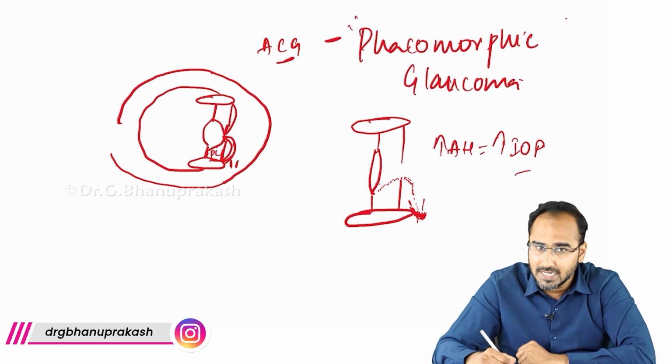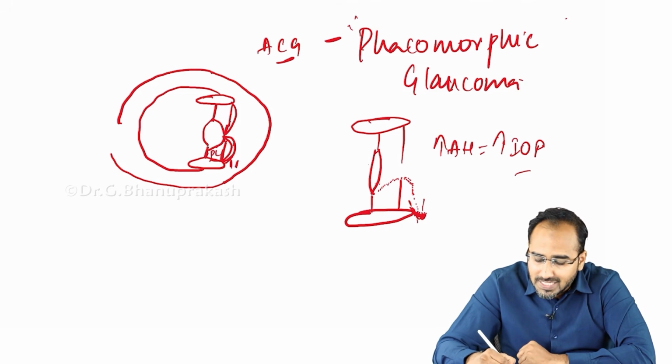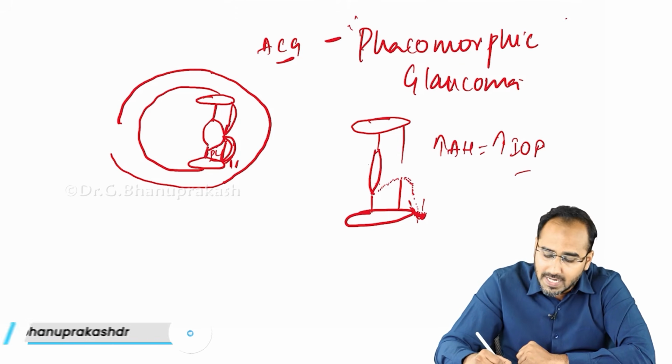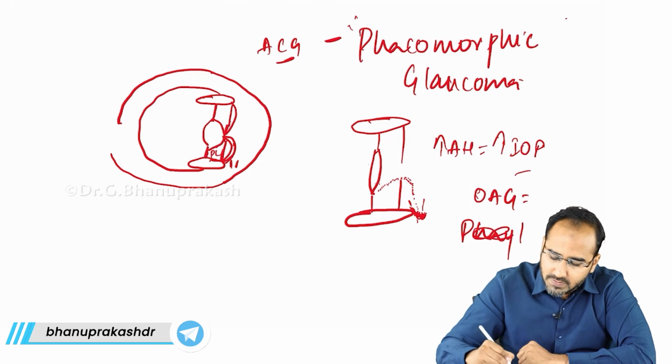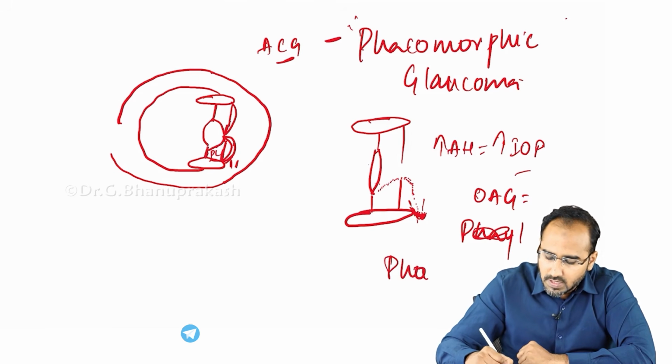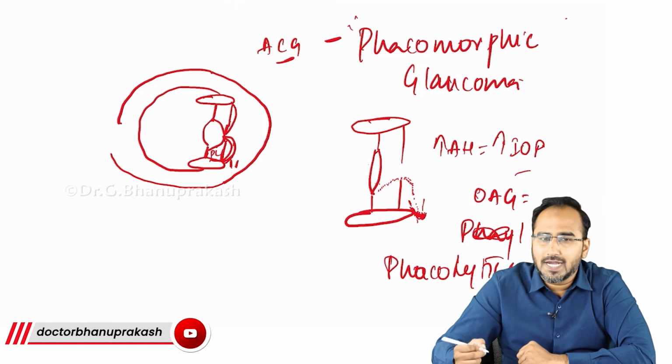Angle is open. So remember, guys, in hypermature cataract, as the proteins are blocking the trabecular meshwork, the patient lands up into what glaucoma? Patient lands up into open angle glaucoma, which is also called as phacolytic glaucoma. Which is also called as what, guys? Phacolytic glaucoma.